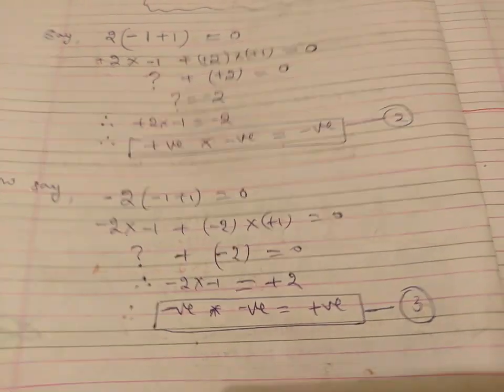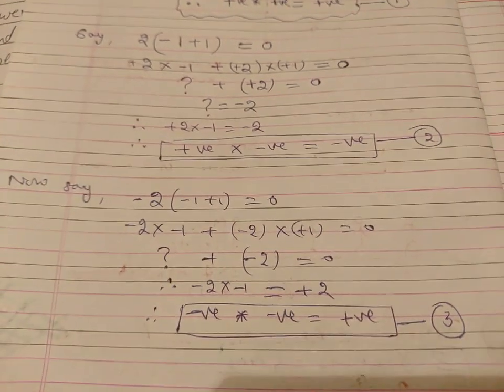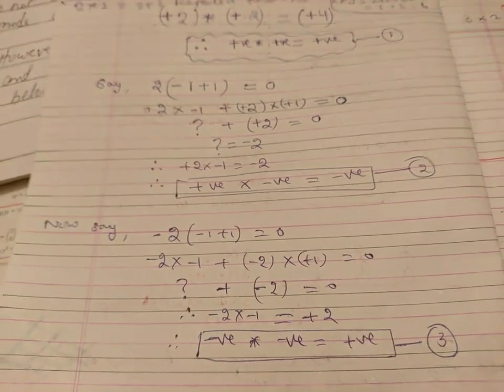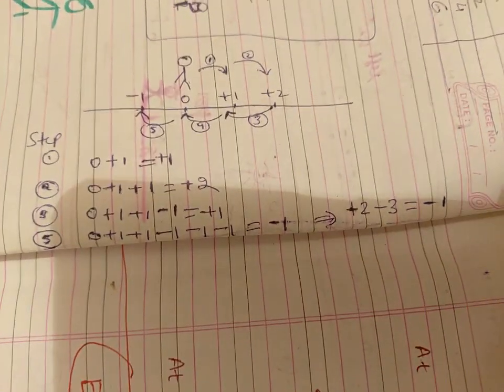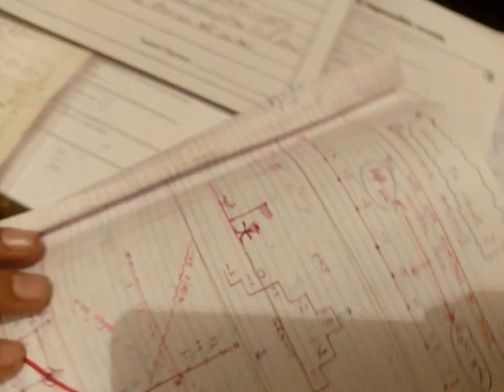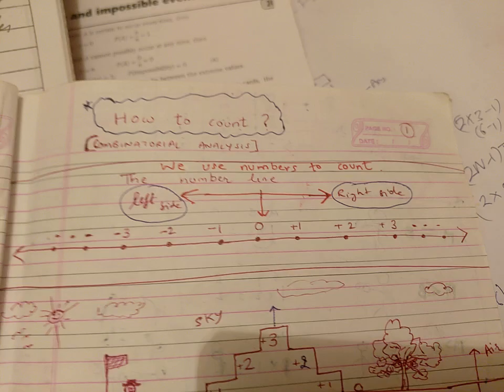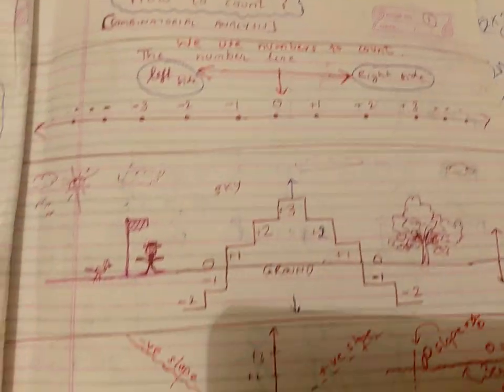So till now what we have done, we have the rules to multiply signs, we have addition rules, we know how to write numbers and give directions.